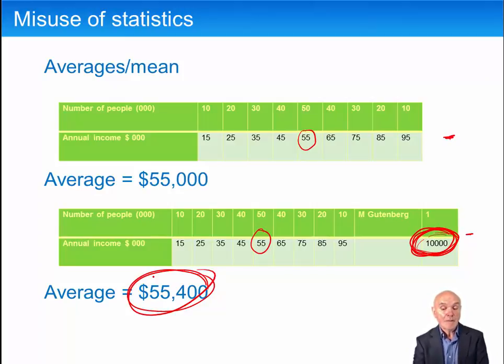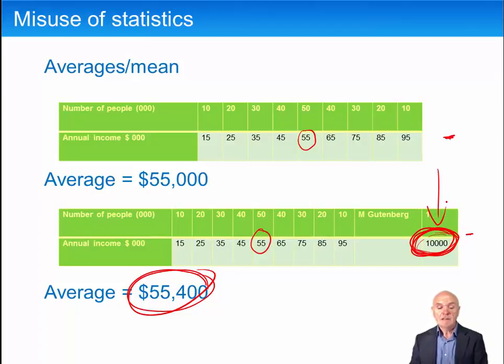Whereas actually all that has happened is that this rich person has moved into the country and is distorting the reported average income of people, so that it looks as though it's improving. So the mean, if you're taking it as a measure, can easily be distorted by very extreme values. It might be better in such a case to look at what's called the median value.